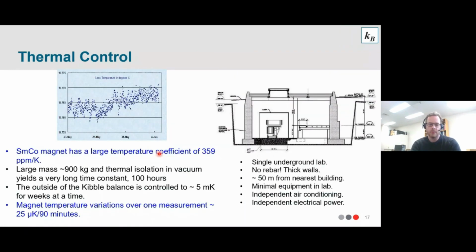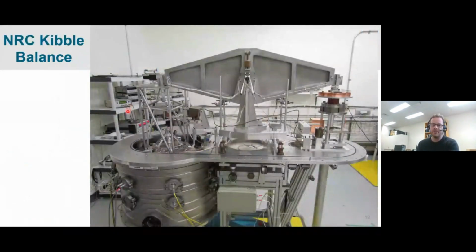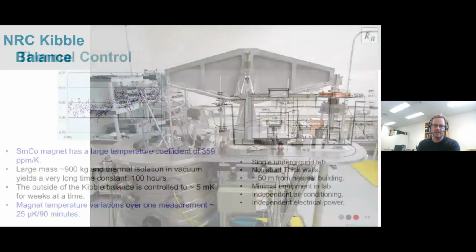And so the other thing we care about is our thermal control. This has to be very, very precise because the magnet in the Kibble balance has a fairly big temperature coefficient, but we have a laboratory that's well temperature controlled, and we can keep the lab constant to less than 5 millikelvin outside the balance for an extended period of time.